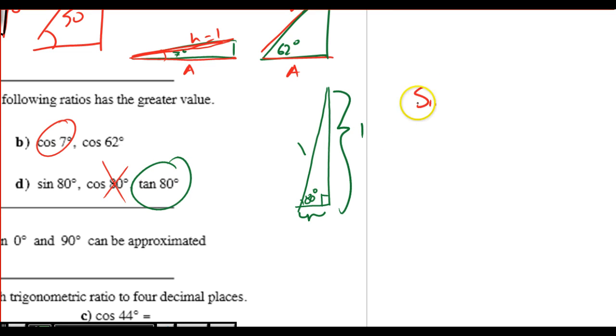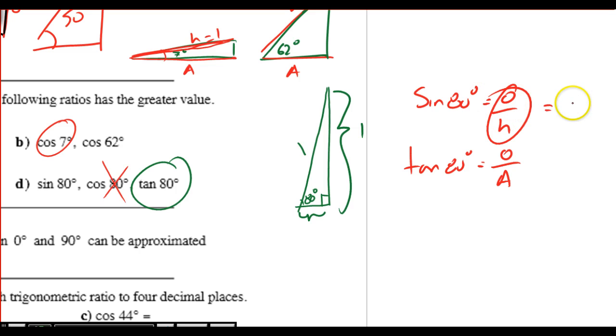Well, sine 80 is opposite over hypotenuse, while tan 80 is opposite over adjacent. So opposite over hypotenuse can't be bigger than 1, obviously. However, this one is going to be much larger than 1 because the opposite side is 1, and this is going to be maybe like 0.1 or something, which would make that 10. Okay, I'm making this number up here, but just so you get the visual. All right.